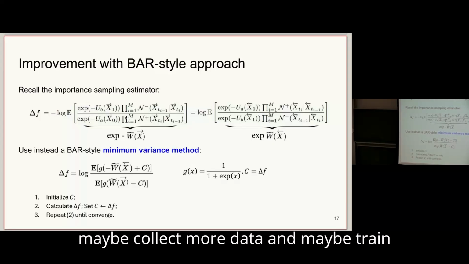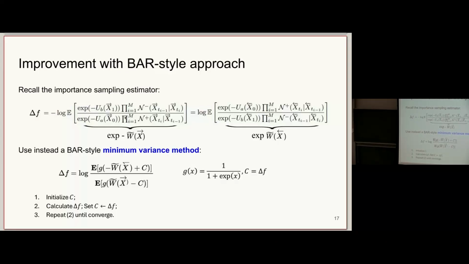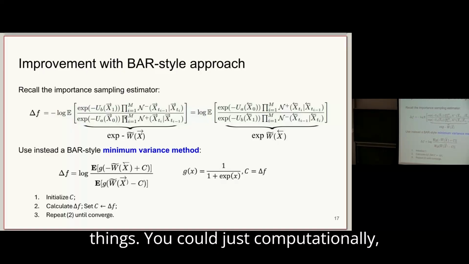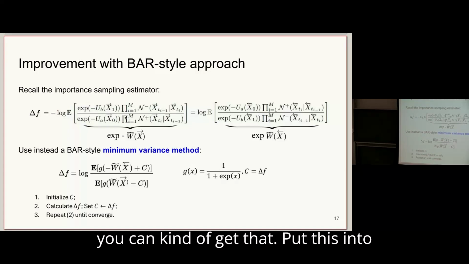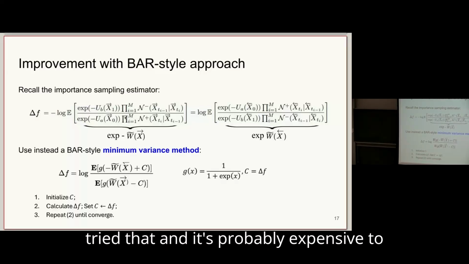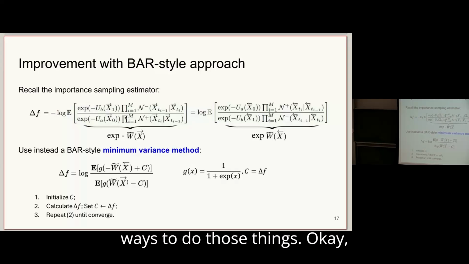You could collect more data and train the models there and do some form of active learning, because you don't need to go to a wet lab to do these things. You could just do it computationally, it just takes time. So you can put this into the loop. I think people haven't tried that, and it's probably expensive to do, but there could be many ways to do those things.